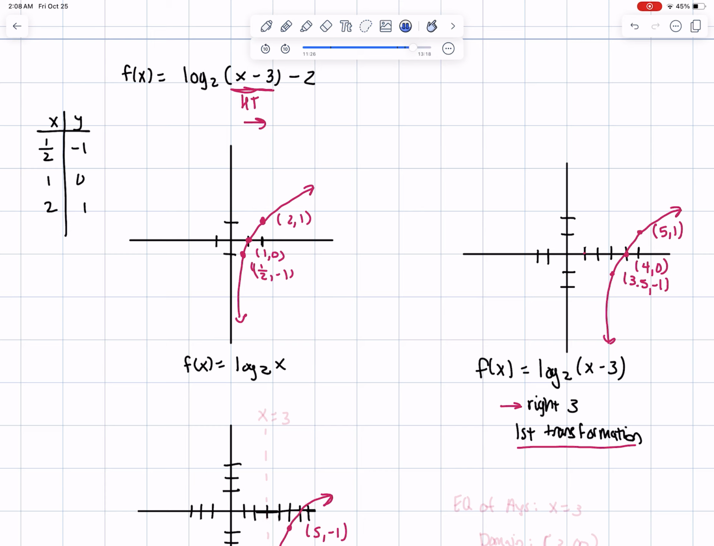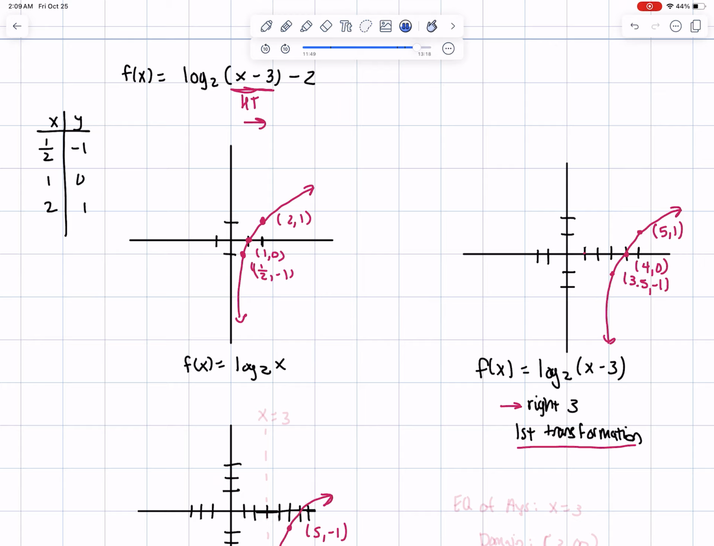So if I was on 1, 0 originally, I've moved 3. So that means 1 plus 3 is 4. And then let's say for the 2, 1, 2 plus 3 is 5. And then 1/2 plus 3 is 3.5. So all I did was move our X values.